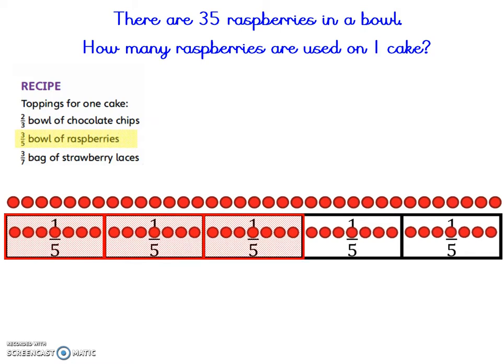So nice and simply what I've done is I've highlighted 3/5. So 1/5, 1/5 and 1/5, and we can see that in each fifth I have 7. So I've got 1/5 plus 1/5 plus 1/5 equals 3/5. 7 plus 7 plus 7 gives me an answer of 21. So 3/5 of a bowl of raspberry, if there's 35 raspberries in that bowl, then 3/5 must equal 21 raspberries.